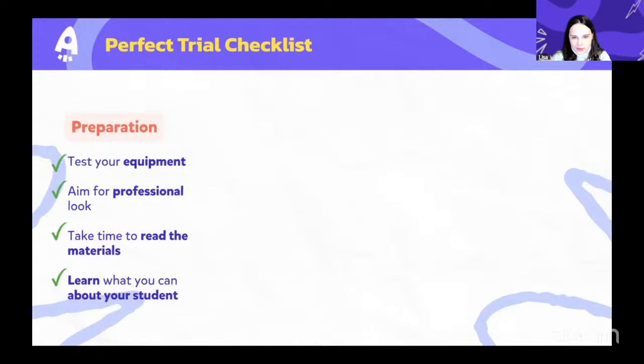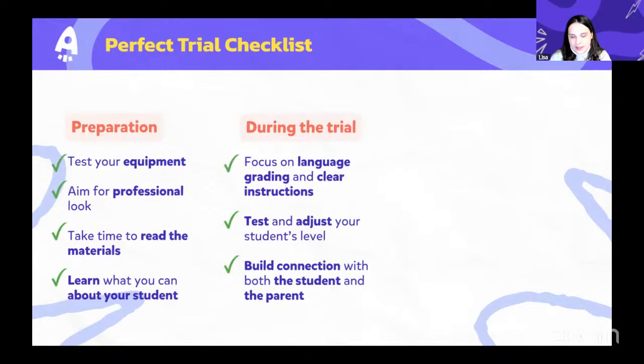And of course, learn what you can about your student. During the trial lesson, language grading and instructions are the most important, but also don't forget to test your student and adjust the level if necessary, especially if your student is really struggling or flying through the class. And of course, build connection, because this rapport, as Sadi said, and I agree with her 100%, will help you a lot with the further regular classes, even if you haven't finished building it during the trial lesson.